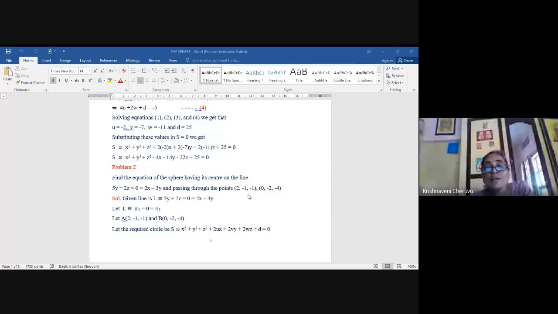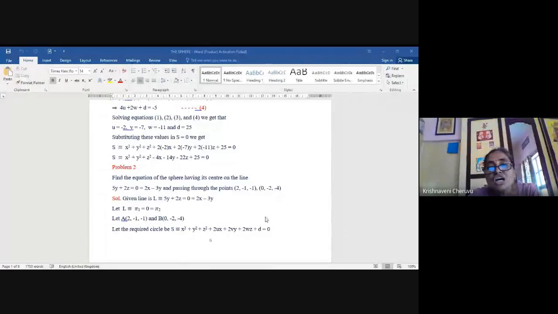See, in the first problem, there were 4 points. So you were able to find 4 equations and you solved them to get the 4 unknowns U, V, W, D and got the equation of the sphere. Now you have only 2 points. The other 2 conditions you can get from this. See, let the line be this. This is the line, girls, which is the intersection of 2 planes, pi 1 and pi 2. Now these are the 2 points A, B.